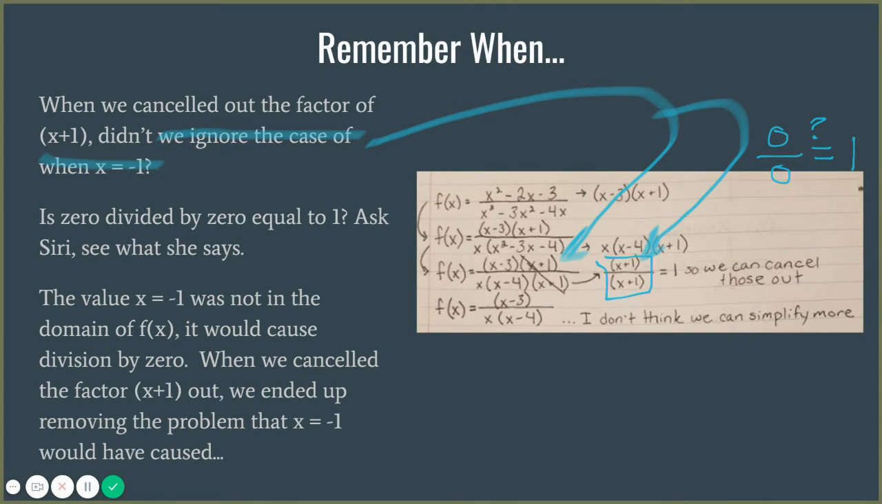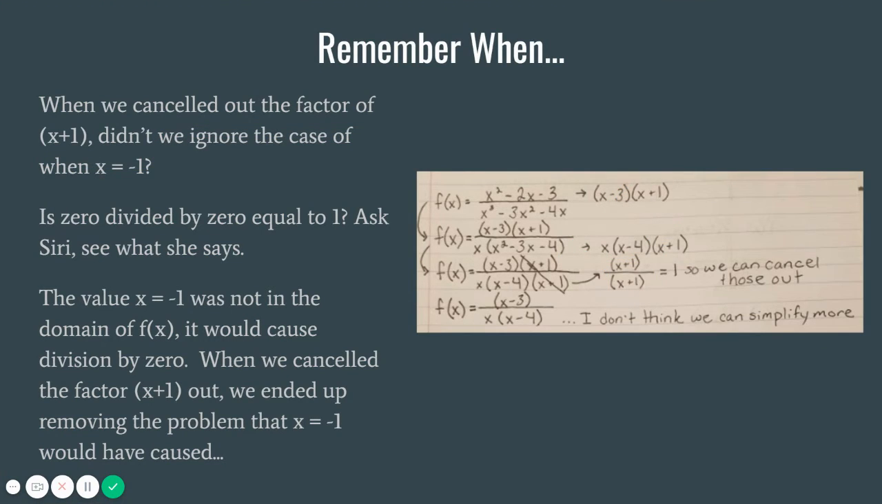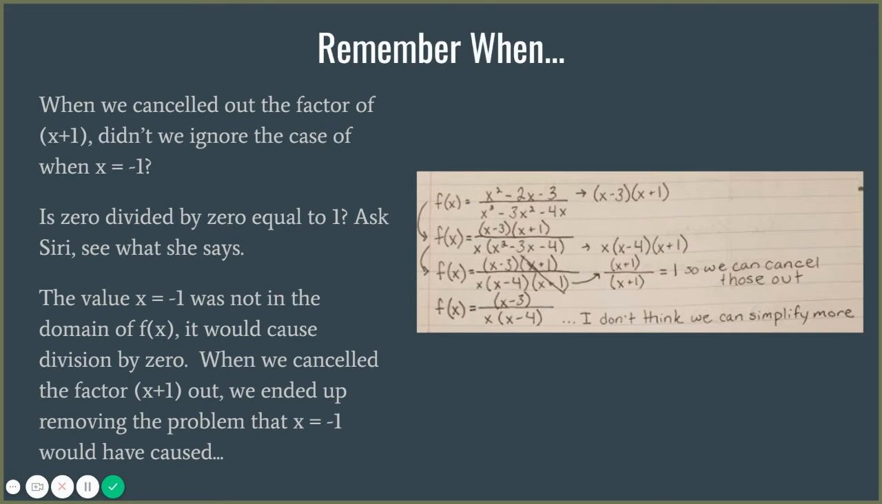The issue is x equals -1 was not in the domain of f of x. X equals -1 was not a possible input for f of x. But when we canceled out that factor, we ended up removing the problem that x equals -1 would have caused. This has no issue with -1. -1 would not cause an issue when put as an input into that function. But -1 would cause an issue in this function.